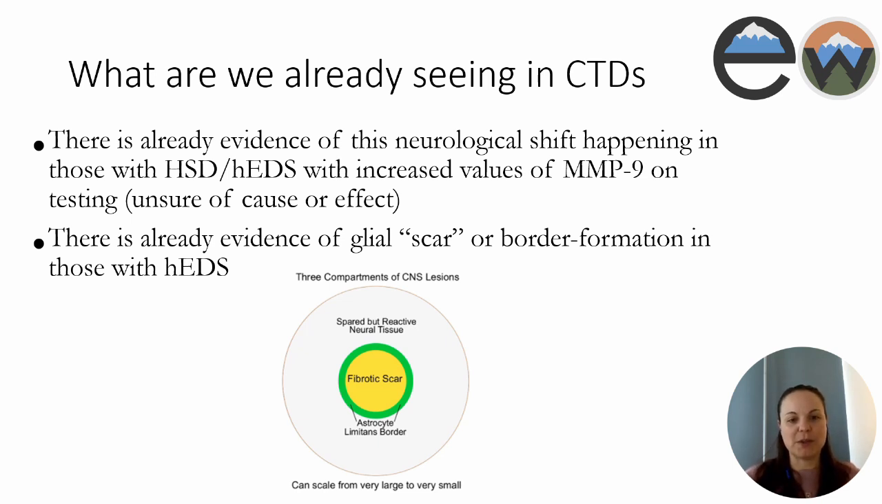So we'll go through those, but this is just that diagram that we had in the second presentation that shows kind of, and this is a very artistic representation of what happens, but we have this fibrotic scar that is made of connective tissue that will form a border around the neurological tissue. We have the astrocyte limitans border around that, and then around that is really irritated neurological tissue that can continue to react with the other nervous system tissue that's around it.